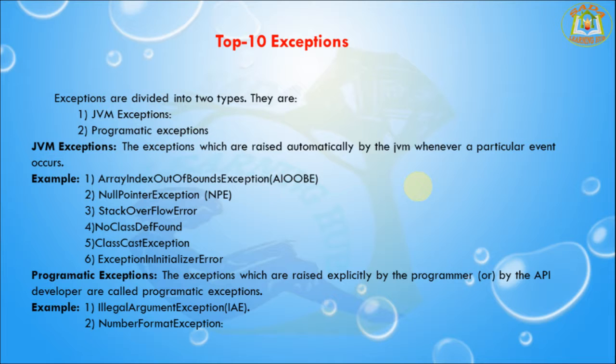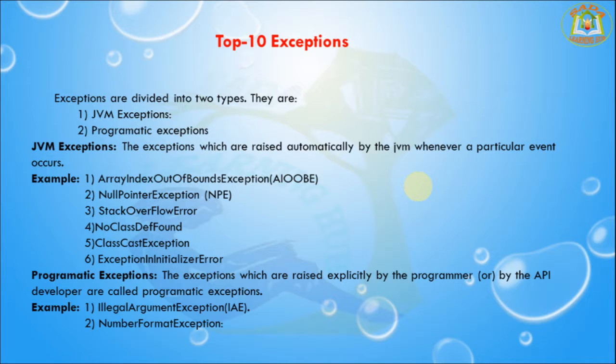Next, programmatic exceptions. The exceptions which are raised explicitly by the programmer or by the API developer are called programmatic exceptions. For example, IllegalArgumentException is a programmatic exception.